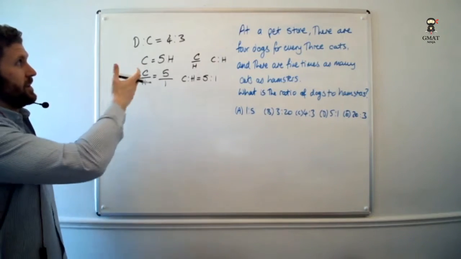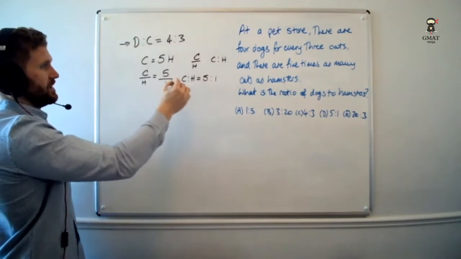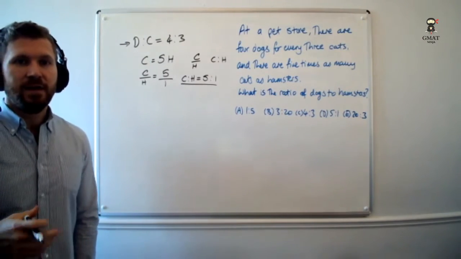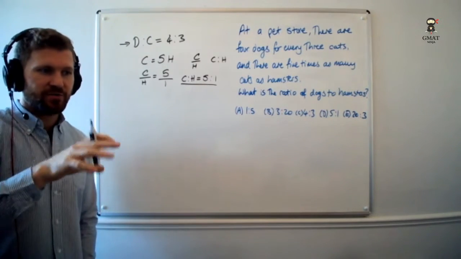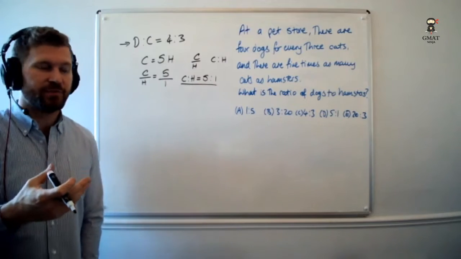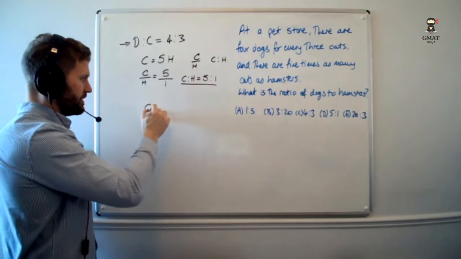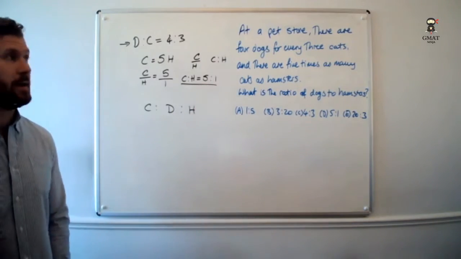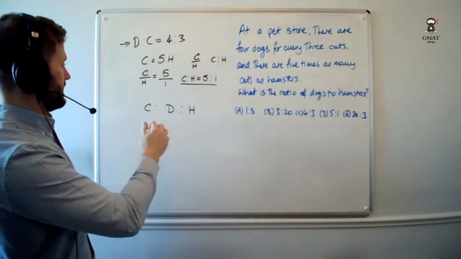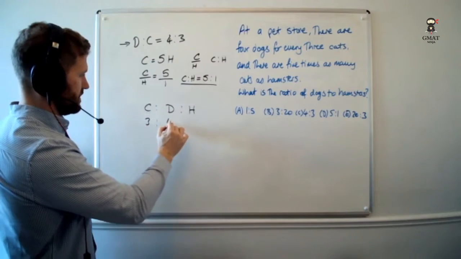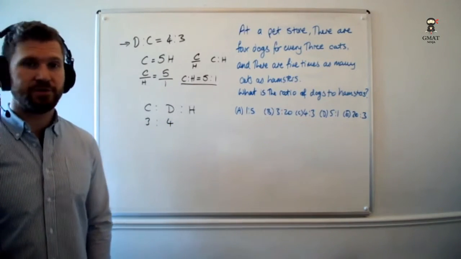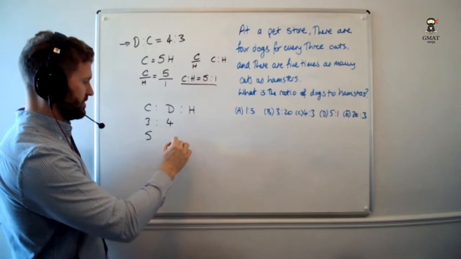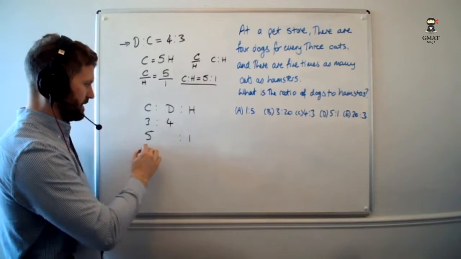So now I've got my ratios. I've got my dog to cat ratio. I've got my cat to hamster ratio. It's just a case of pulling them together. Now, turning 2 ratios of 2 things into a single ratio of 3 things, what I would do here is set up cats to dogs to hamsters like that. And I can put my cats to dogs, just being very careful. I've turned the ratio around there. And cats to hamsters is the ratio of 5 to 1.